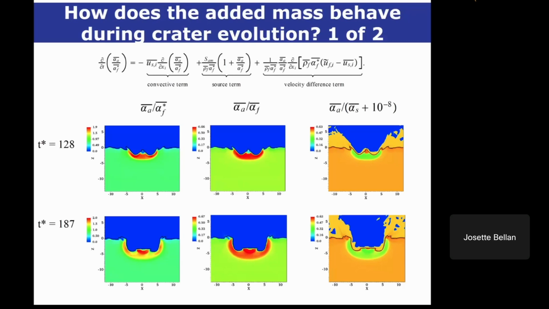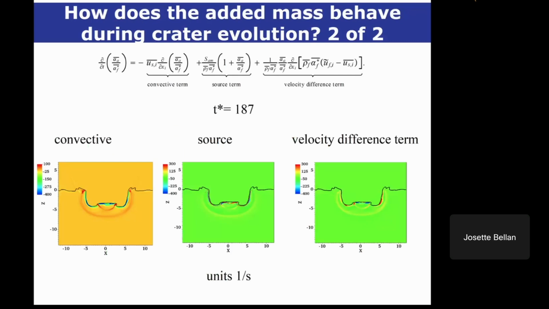The volume of the added mass compares to the volume of the soil itself, the particles themselves, at 63% at the interface between the fluid and the particles, and also in the ejecta. Let's go to the next slide.